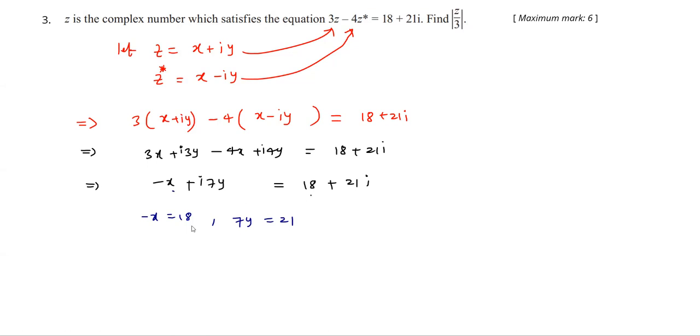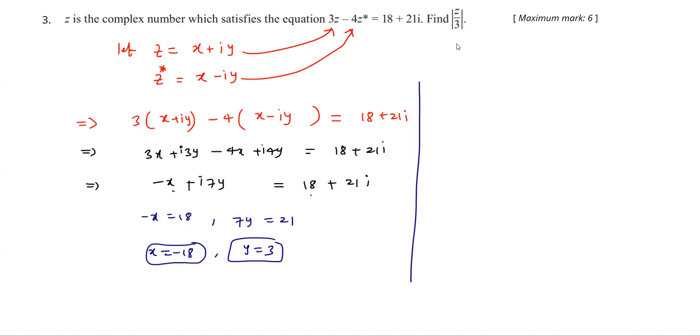Comparing the real with real, imaginary with imaginary, guys. Therefore, x is equal to negative 18 and y is equal to 3. We get these two values. Okay, but we are looking for z upon 3. First, write what is z. z is equal to x plus iy, which is equal to negative 18 plus 3i.